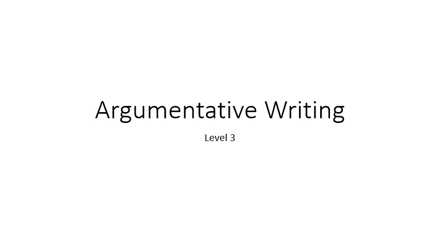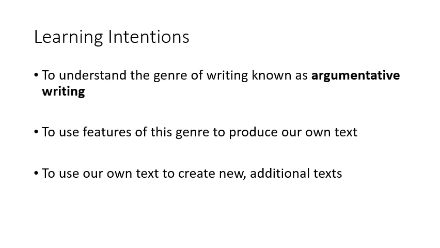This lesson is lesson 1 of 2 on argumentative writing aimed at students in Scotland studying at roughly level 3. The purpose of these two lessons is to understand the genre of writing known as argumentative writing, to be able to use features of this genre to produce our own text, and then to use our own text to create new additional texts.